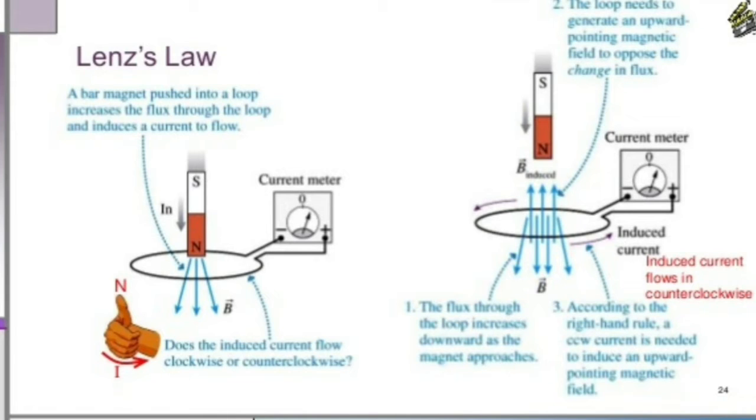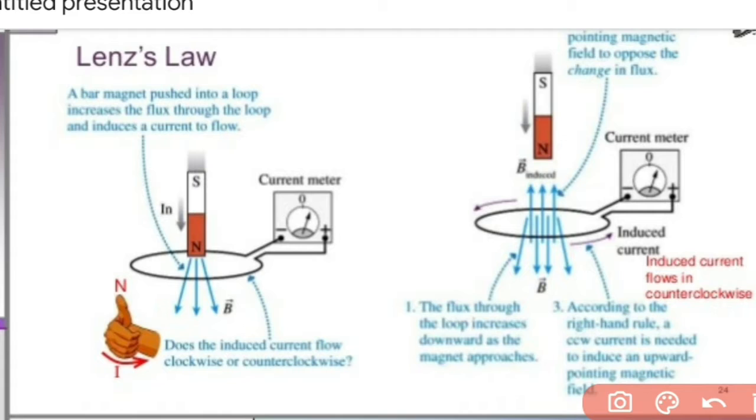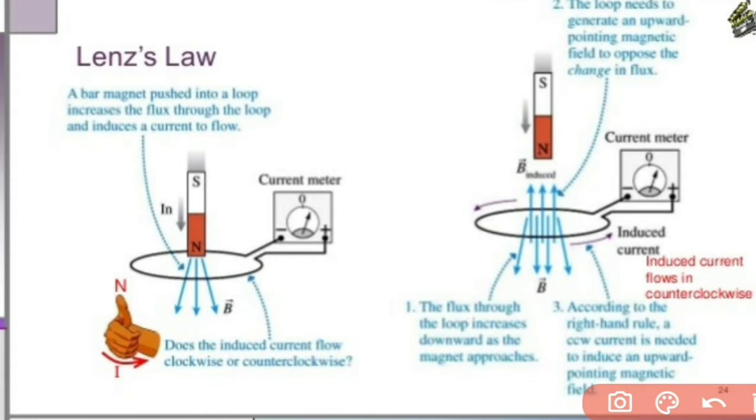We consider a conducting loop which is connected to a galvanometer, and we have a bar magnet which is moving towards this conducting loop. We can see the bar magnet is moving in this direction. Now, according to Lenz's law, we have to find out the direction of induced current in that loop. So which change is producing that induced current? Here, the north pole is moving towards the loop.